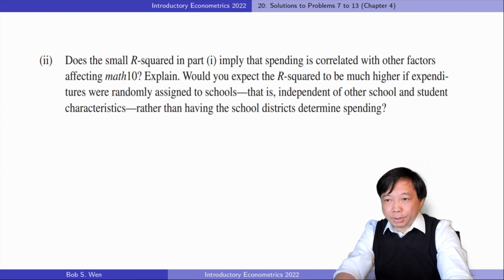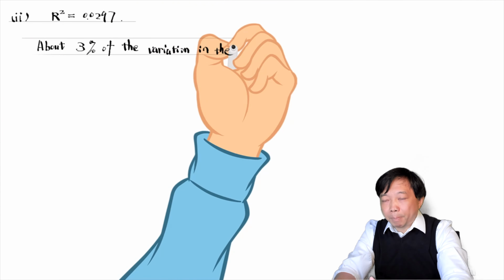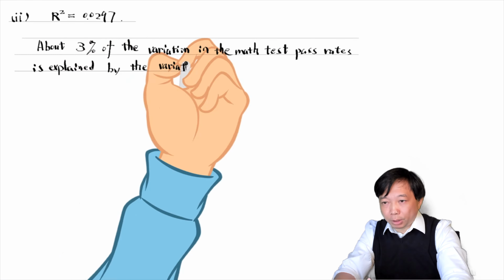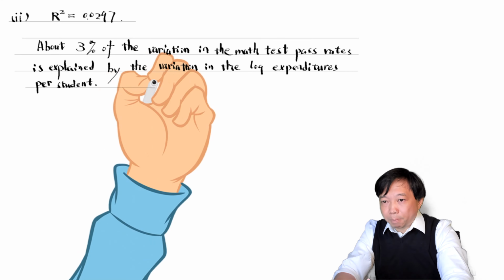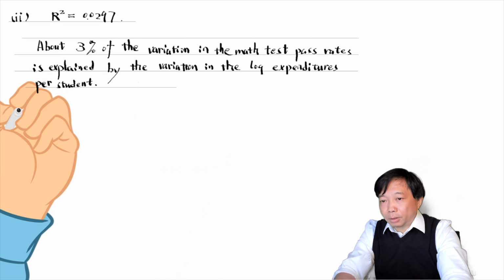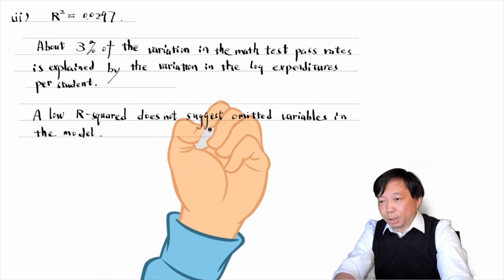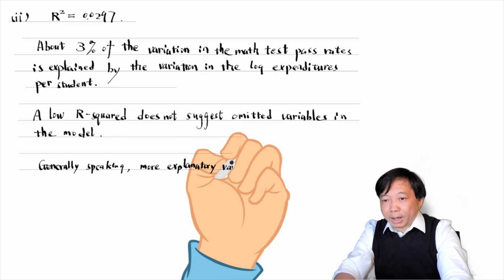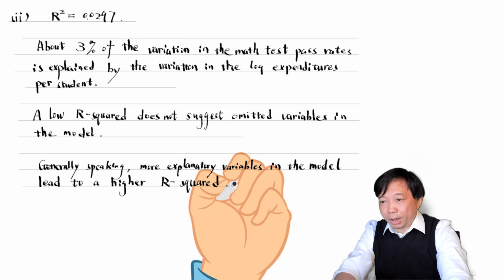The second question concerns the R-squared. The R-squared is 0.0297. About 3% of the variation in the math test pass rates is explained by the variation in the log expenditures per student. A low R-squared does not suggest omitted variables in the model. Generally speaking, more explanatory variables in the model lead to a higher R-squared.